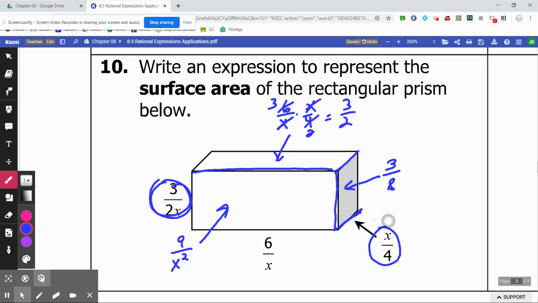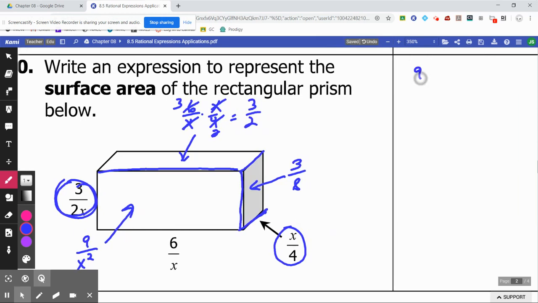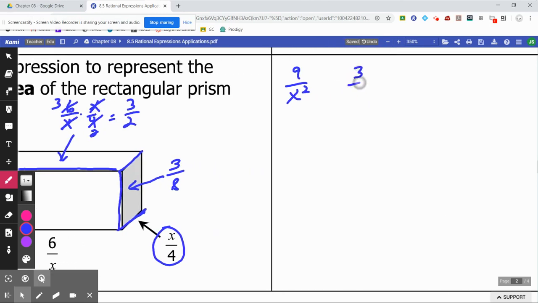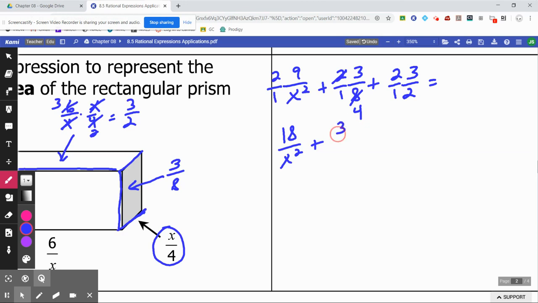So our areas are 9 over x squared, 3 over 8, and 3 over 2. And again, we have 2 of each of those. So what we're going to do is multiply each of those areas by 2 over 1, and we're going to add those together. That's all of our areas doubled and then added together. Here, we're going to have 18 over x squared. Here, the 2 and the 8 cross cancel and leaves you with plus 3 over 4. And here, the 2's cross cancel and leaves you with plus 3 over 1.